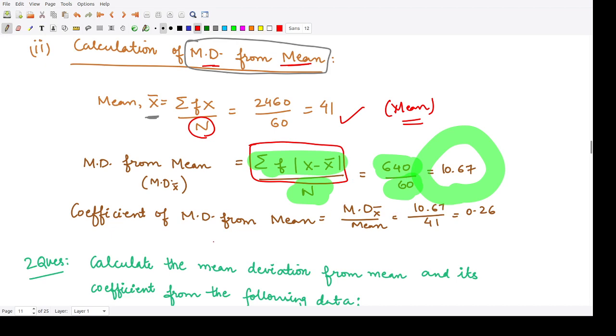Next, we will calculate the coefficient of mean deviation from mean. That would be this quantity 10.67 divided by the mean, that is 41. So that is 0.26. This is the final answer.